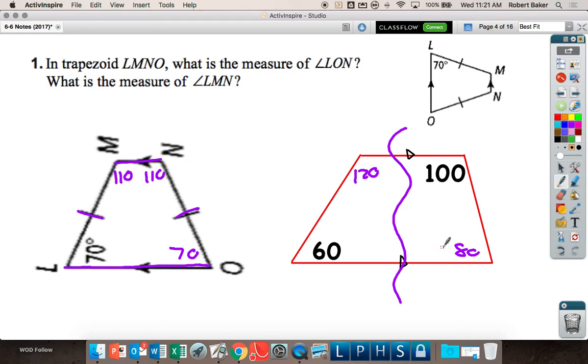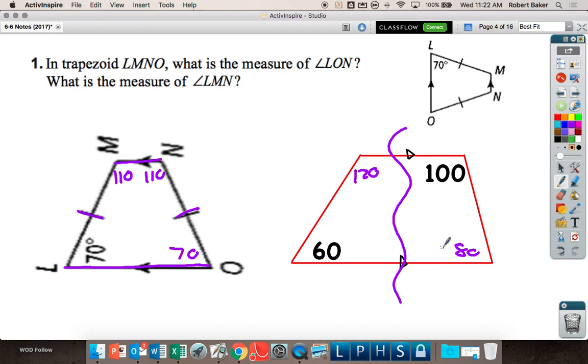You know what a kite is? It's that thing that you put a string on. Here's the definition for a kite. You will never, ever, ever guess it. A kite is a quadrilateral with 2 sets of consecutive congruent sides.